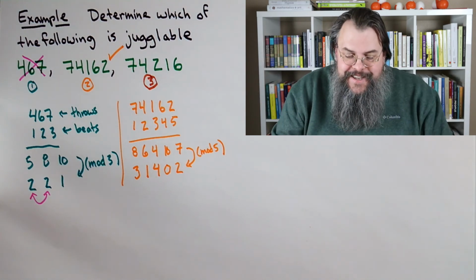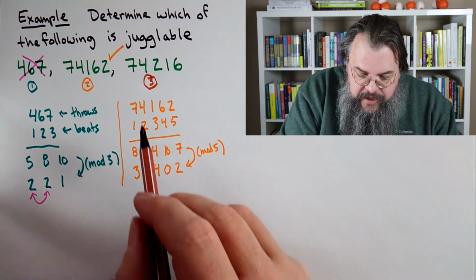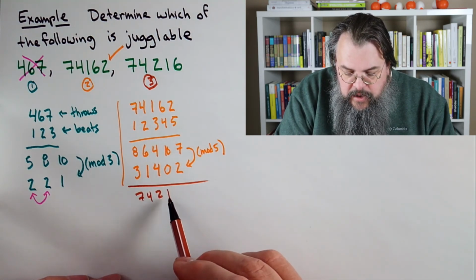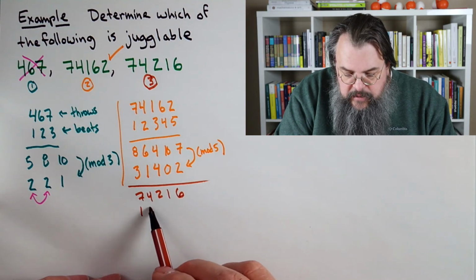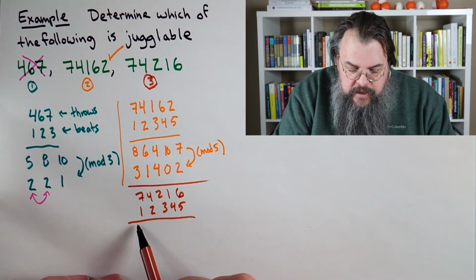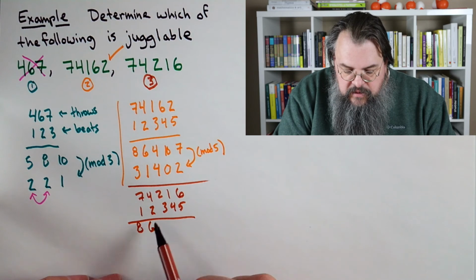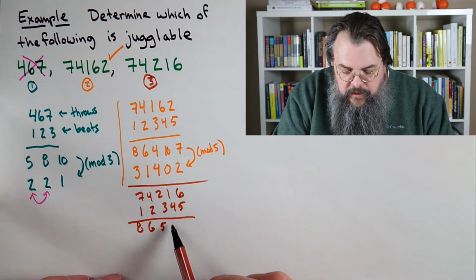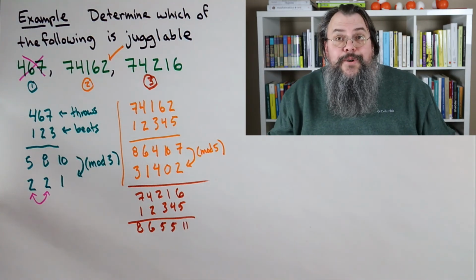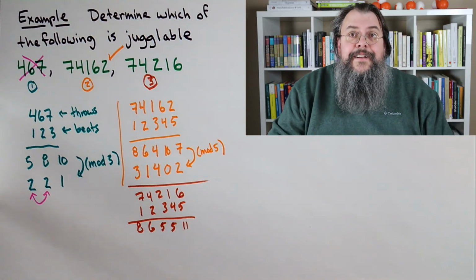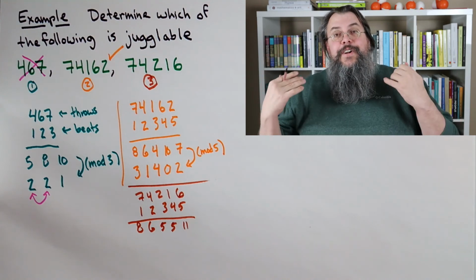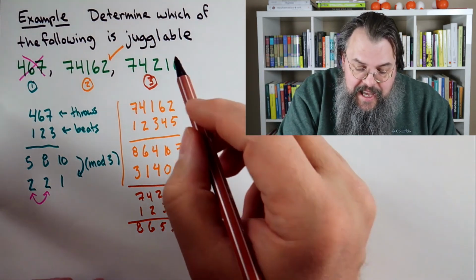Let's find out. Okay, so let's see. We'll do it right underneath this one. How's that? All right, so 7, 4, 2, 1, 6. Underneath it, 1, 2, 3, 4, 5. Add up the numbers. 7 and 1, 8. 4 and 2, 6. 2 and 3, 5. 1 and 4, 5. 6 and 5, 11. We don't even need to do anything else. Look at that. There's 2 5s, a 5 and a 5. They're equal. So they're definitely going to be equal mod 5. So this one can't be juggled.